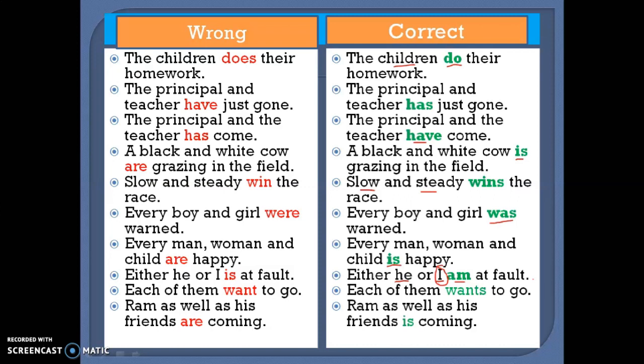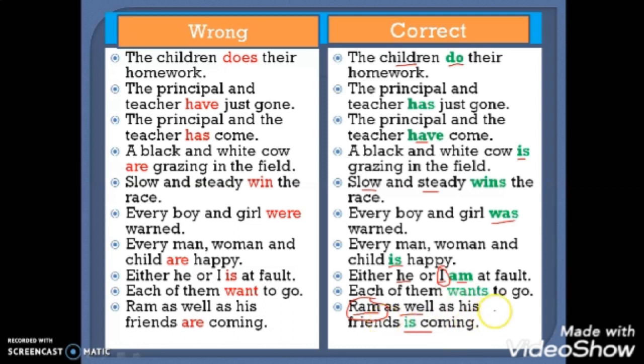And the last sentence is Ram as well as his friends are coming. Now in the last sentence we are talking about Ram. Ram, as well as his friends, is coming.